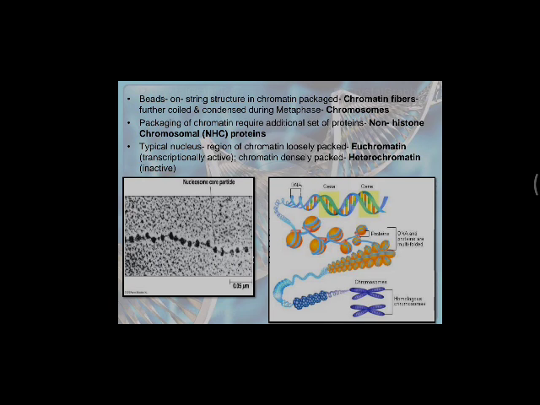Packaging of chromatin requires an additional set of proteins that we call non-histone chromosomal (NHC) proteins. Why? Because packaging of chromatin requires an additional set of proteins.